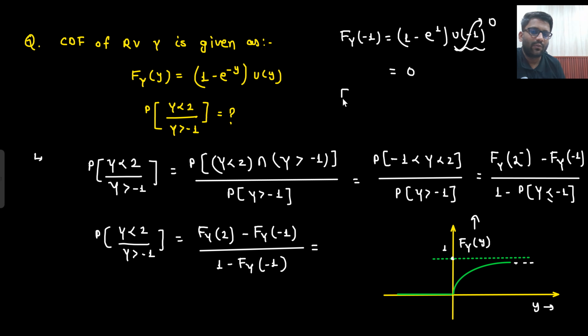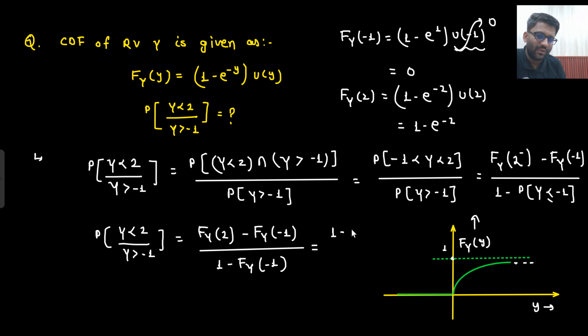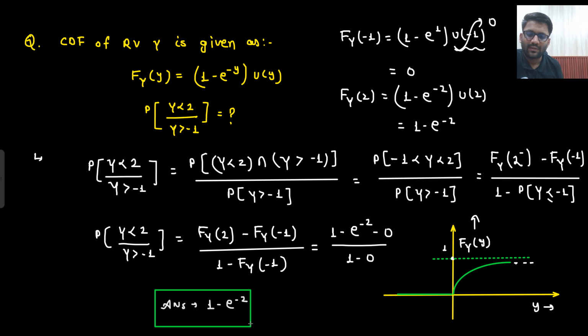What is the value of fy of 2? So 1 minus e to the power minus 2 into u of 2. What is the value of u of 2? That is 1 only. So here fy of 2 is coming out to be 1 minus e to the power minus 2. Fy of minus 1 is coming out to be 0. So 1 minus 0, what is the answer you are getting? 1 minus e to the power minus 2. This is the answer we are getting.